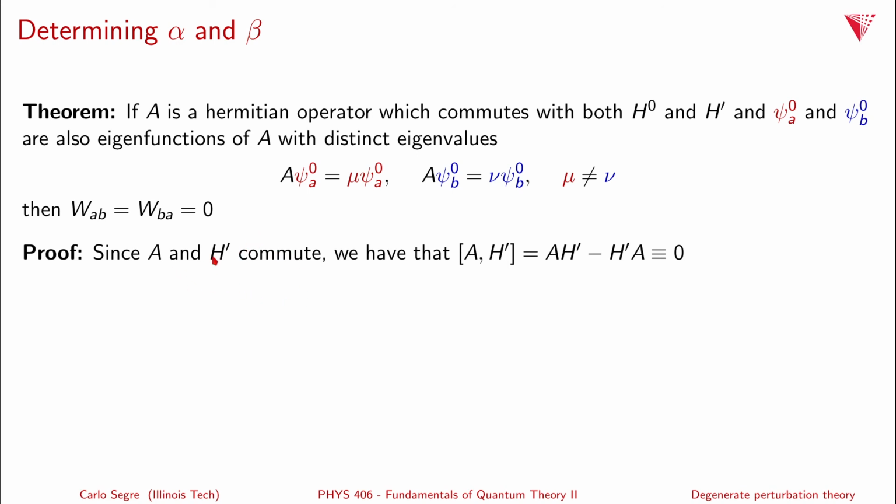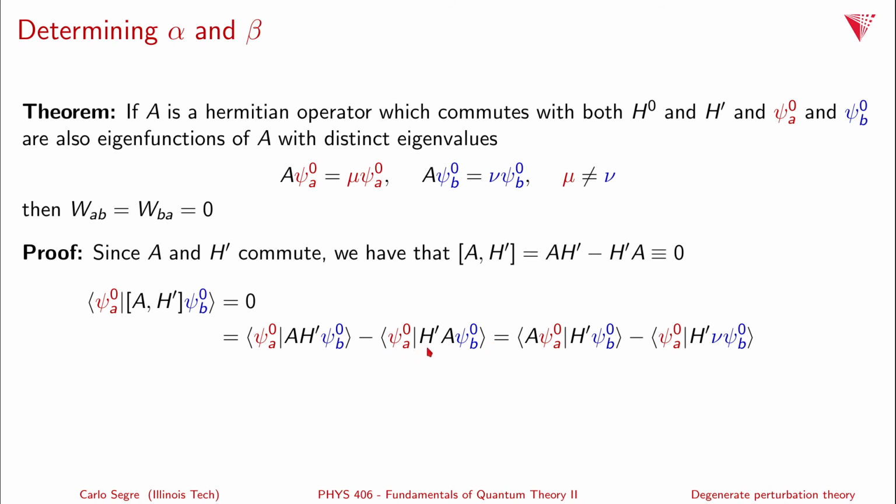So A and H prime commute. Because A and H prime commute, AH prime minus H prime A is equivalent to 0. If we take the inner product psi A0, commutator of A and H prime, psi B0, this must be equal to 0 because the commutator is 0. But let's look at what happens when we expand the commutator: psi A0, AH prime, psi B0, minus psi A0, H prime A, psi B0.